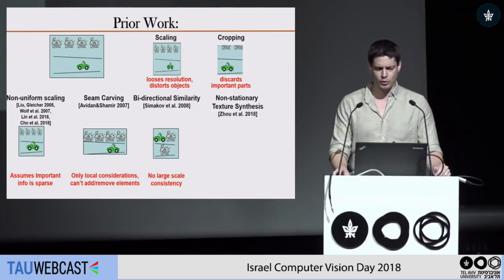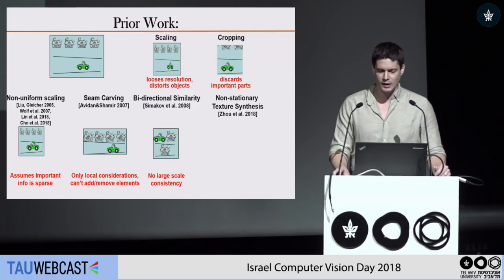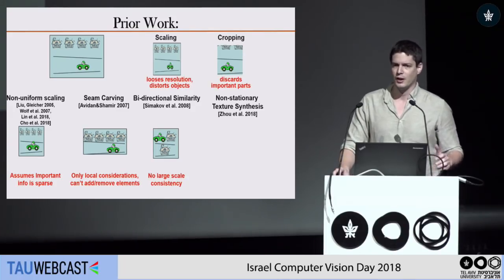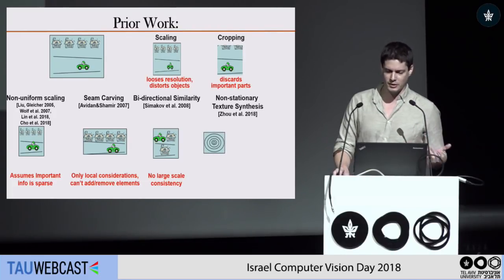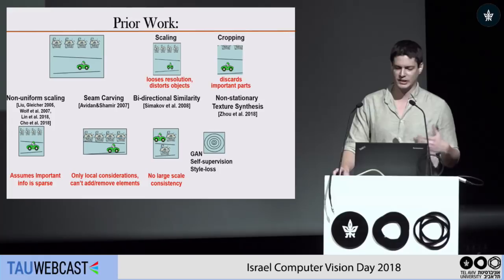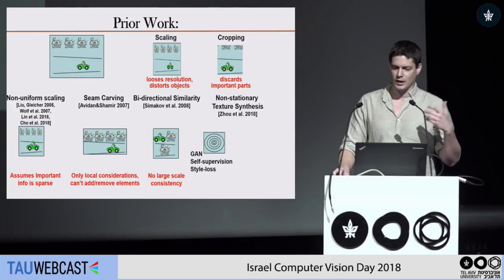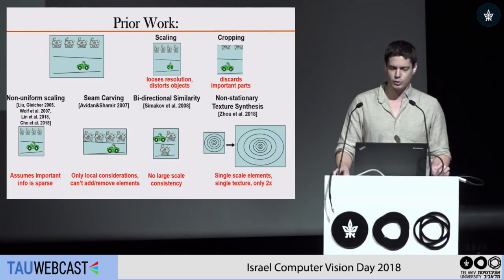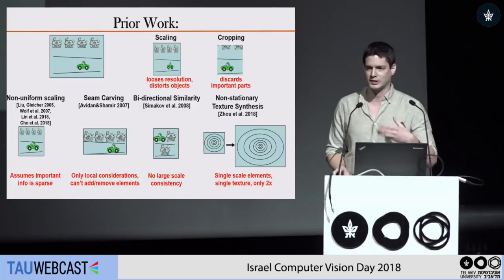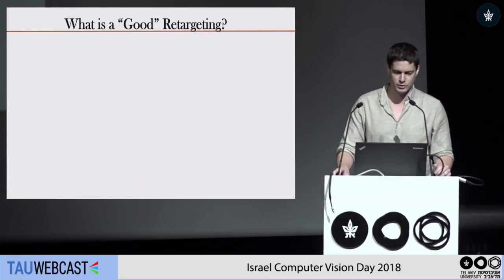Recently, there's been the work on non-stationary texture synthesis, and this can also be viewed as a sort of texture retargeting. What we have there is some non-stationary texture, and then using a GAN, self-supervision, and style loss, it is extrapolated to twice its size. But this is only good for a single-scale texture, and it can only do it for exactly twice the size of the original image.